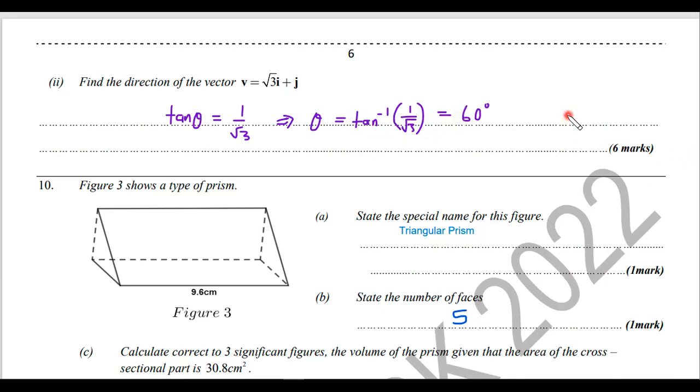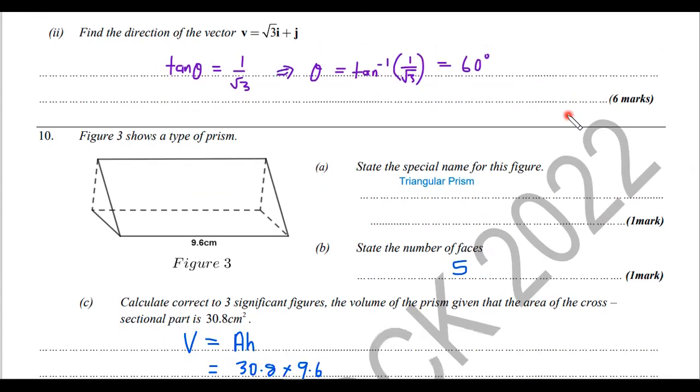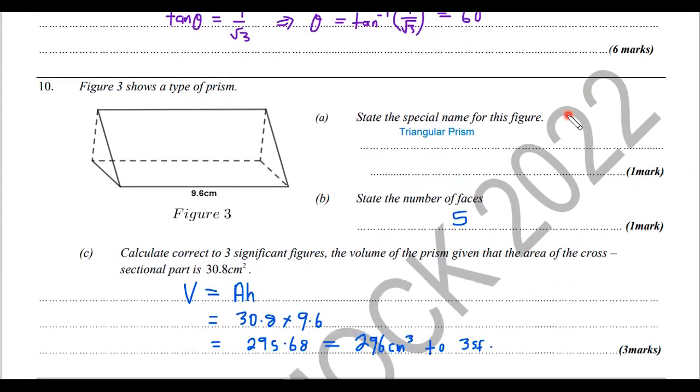All right, question 10. Figure 3 shows a type of prism. What is the name of this prism? The name of a prism comes from the end that it has. If the end is a square, a rectangle, a triangle, a trapezium, a pentagon, an octagon, and so on, those are the names that we're going to use in describing the prisms. Like this one is a triangular prism because this end is triangular.